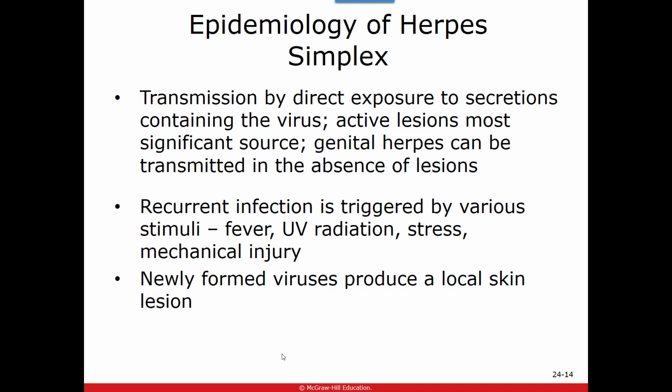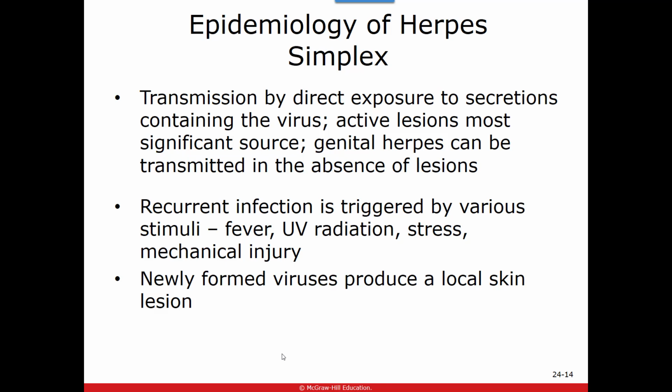in how it's spreading. Recurrent infections: anytime the virus goes dormant and comes back, fevers, UV radiation, and sunlight can sometimes trigger it. Stress can trigger it, and any kind of injury, getting bumped, hit, or bruised, can all trigger this virus to go active. Now, newly formed viruses, so these are active viruses that are spreading, are going to be the ones that produce those local skin lesions.